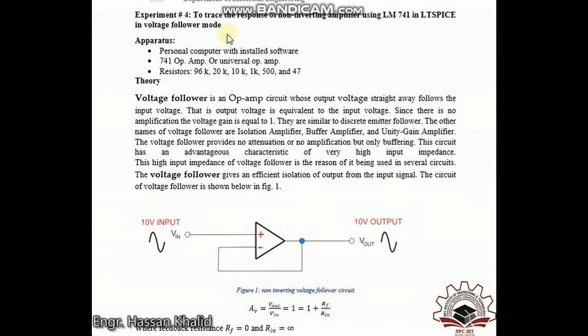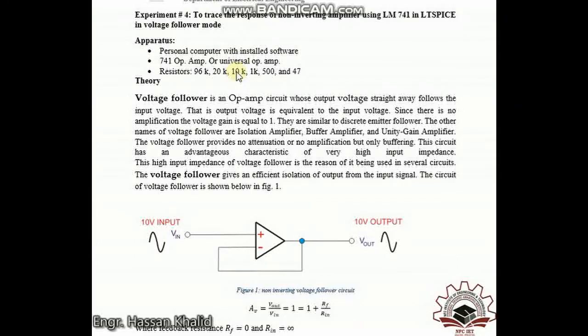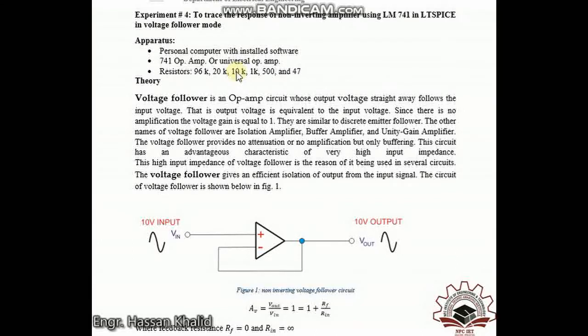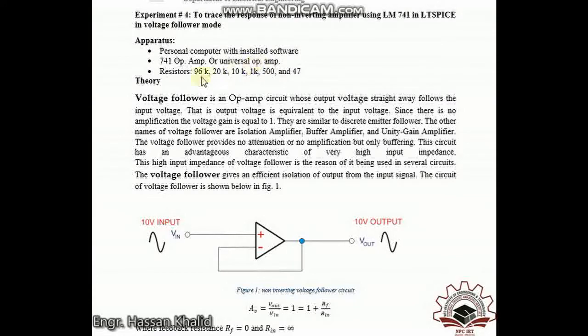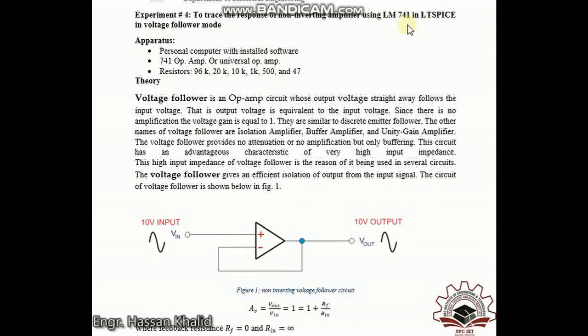Now, the things that you require to perform this experiment are a personal computer with an installed version of LTSpice, and if you don't have the component named SAM4 operational amplifier in your library, you can also use the universal op amp from the component section, and a few resistors to take the responses. One will serve as the feedback resistor and the other one will be the input resistance.